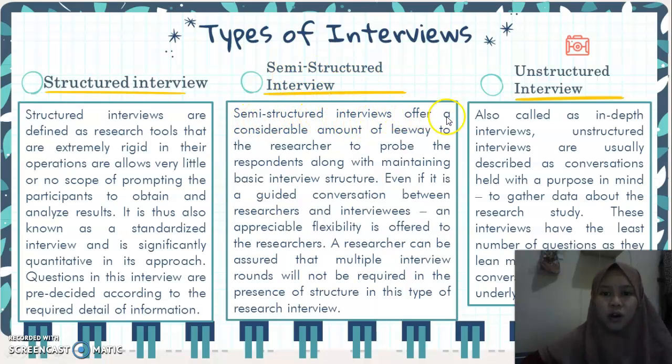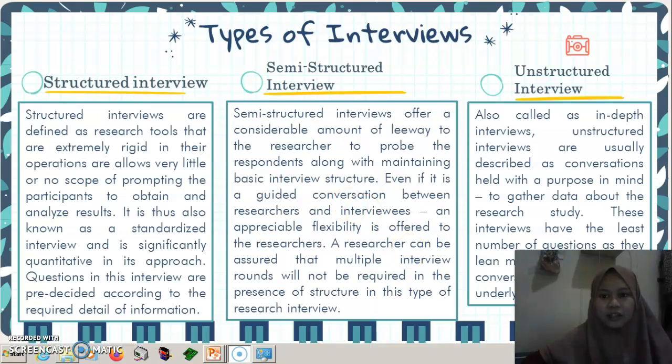And next, semi-structured interview. Semi-structured interviews offer a considerable amount of leeway to the researcher to probe their respondents while maintaining basic interview structure. Even if it is a guided conversation between researchers and interviewees, an appreciable flexibility is offered to the researchers. A researcher can be assured that multiple interview rounds will not be required in the presence of structure in this type of research interview.